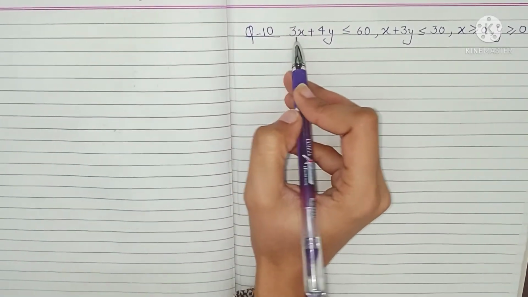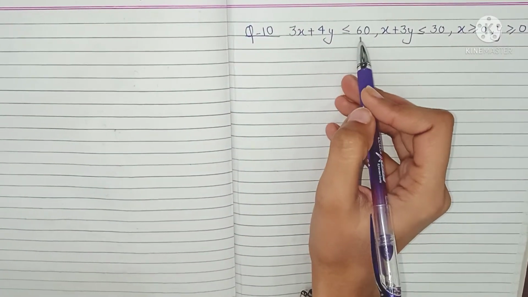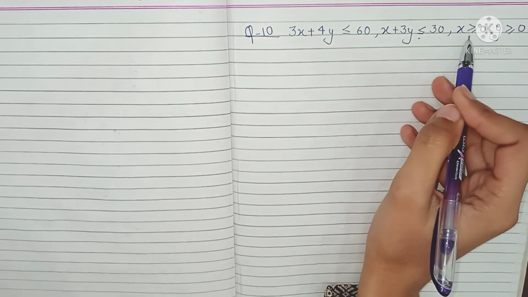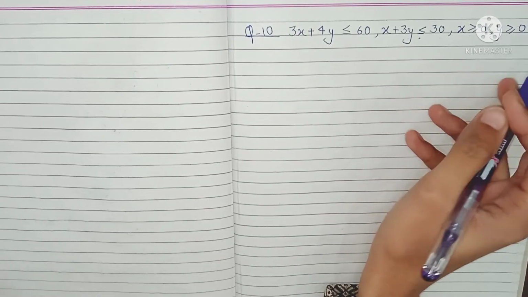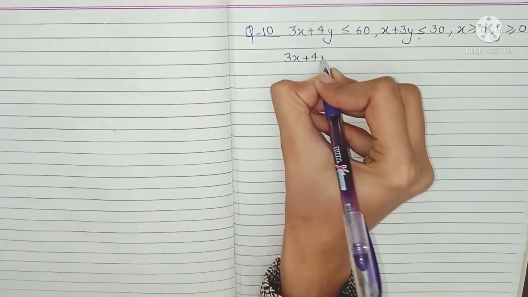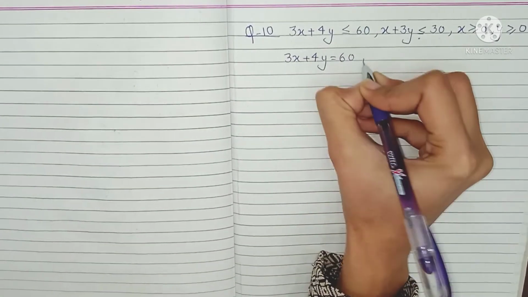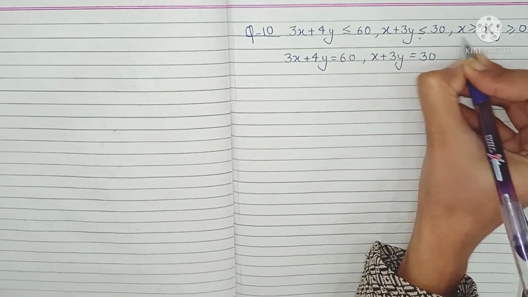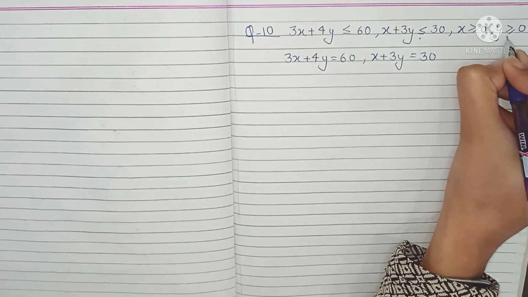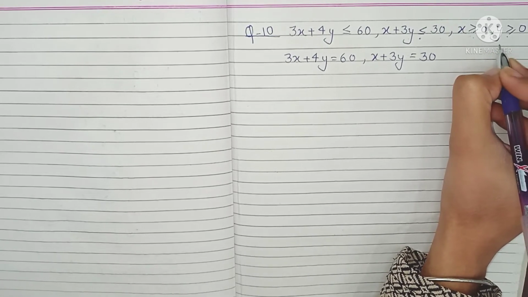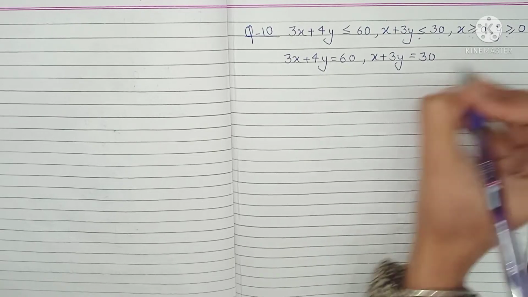Question number 10 is 3x plus 4y is less than or equal to 60, x plus 3y is less than or equal to 30, x is greater than or equal to 0 and y is greater than or equal to 0. 3x plus 4y is equal to 60, x plus 3y is equal to 30. और x is greater than or equal to 0 और y is greater than or equal to 0 का मीन सिर्फ इतना है आपका कि जो आपका शेडेड रीजन आएगा वो फर्स्ट क्वाड्रेंट में लाई करेगा.